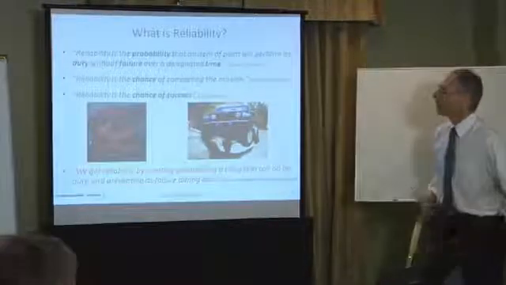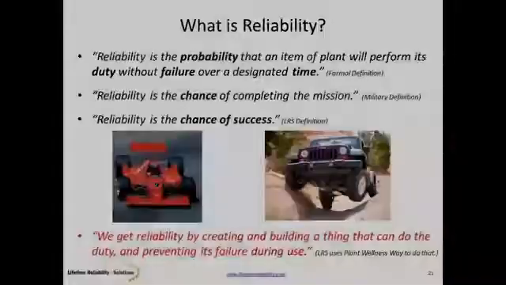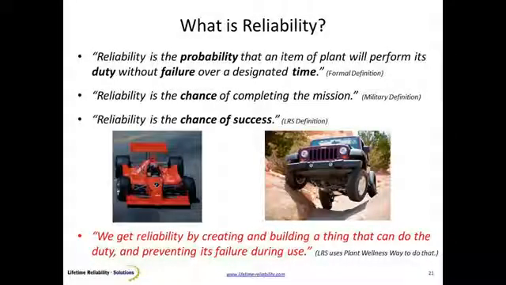So reliability has a number of definitions. There's a very formal one, the one that is used by reliability engineers, and that's the top one there. Reliability is the probability that an item of plant will perform its duty without failure over a designed time. That's the one that is quoted in the books, and it talks about a number of things. One is probability. What is the chance? What are the odds that it will do its duty without a problem for the required time?